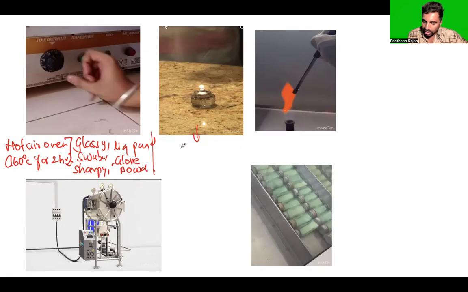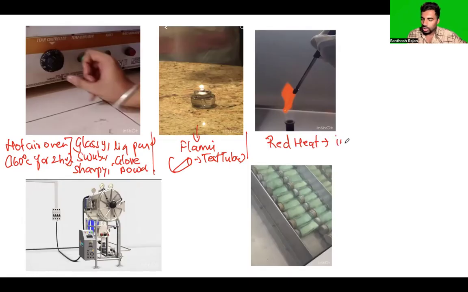So this is for flaming. F for flaming. Flaming is usually for the test tube, the mouth of the test tube. To prevent the bacteria entering inside, we are passing it through the flame in the labs. This red heat is the inoculating. This is a red heat. Red heat was a previously asked question. So this is for inoculation, usually for inoculating wires and loops. Basically for the wires and loops, we are using it.